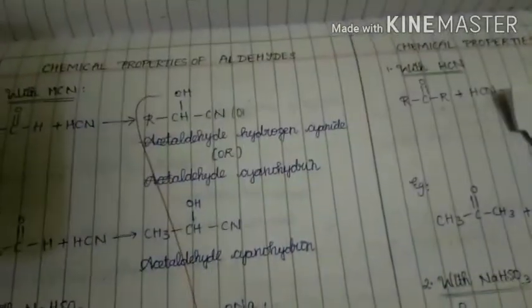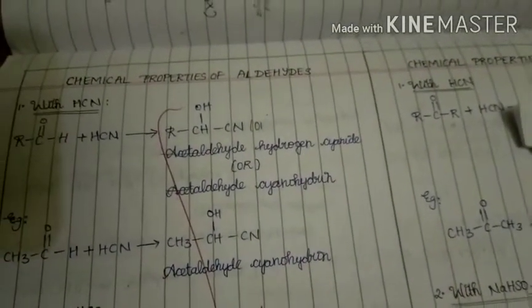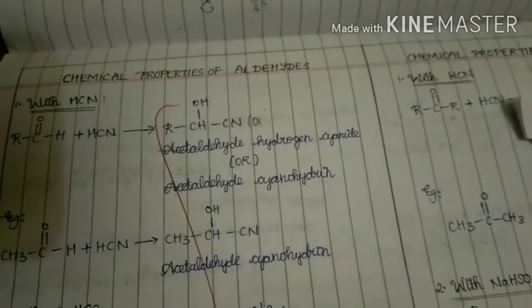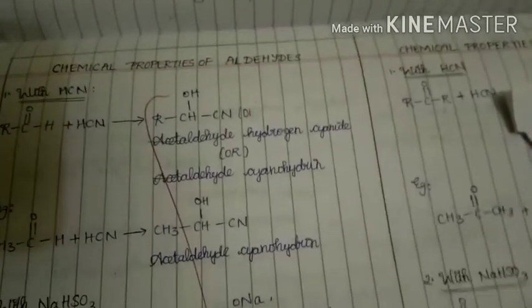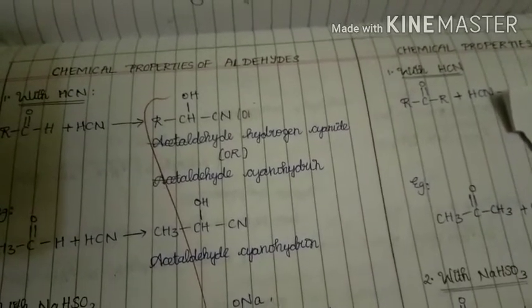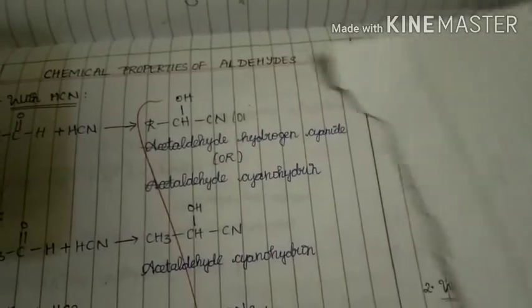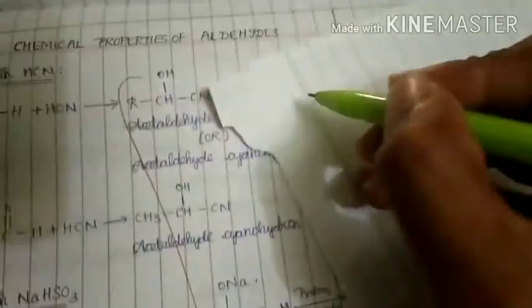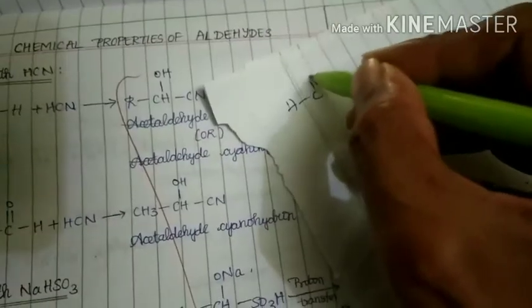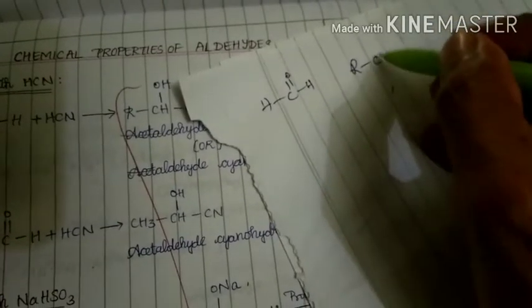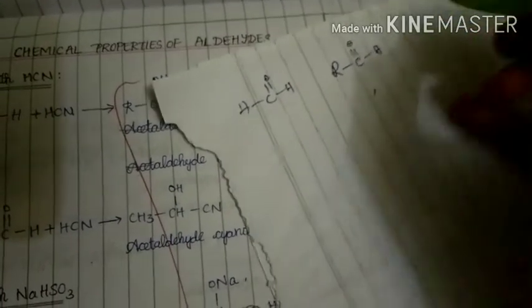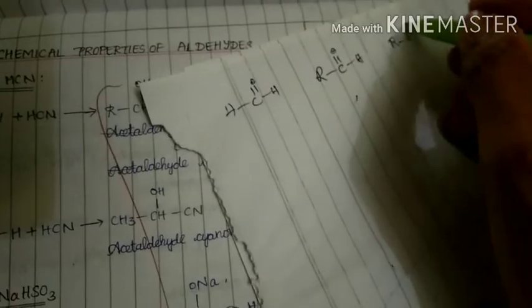Good morning, students. This is the next topic in the aldehydes and ketones chapter, that is, chemical properties of aldehydes and ketones. In the previous video we discussed the preparations of aldehydes as well as ketones. Before that, I will discuss one point. See, this is a simple aldehyde, nothing but formaldehyde. This is an aldehyde, this is a ketone.